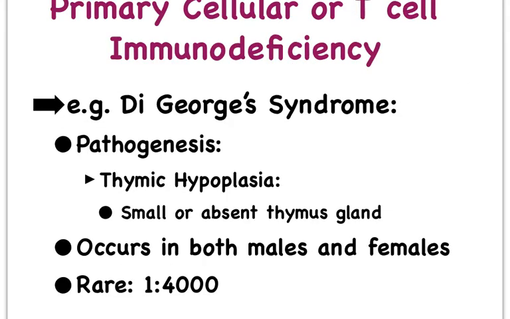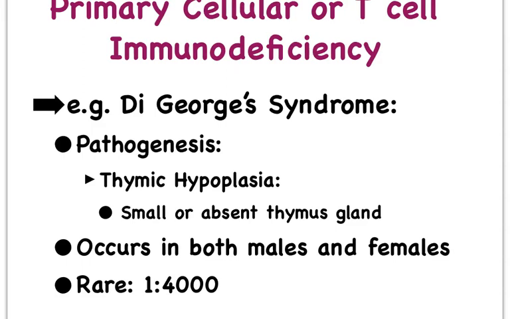So let's take a look at an example of a T cell immunodeficiency. As you can see, we're just touching on each one of these immunodeficiencies just briefly, just to get the point across of how they work and what kinds of consequences they can have.